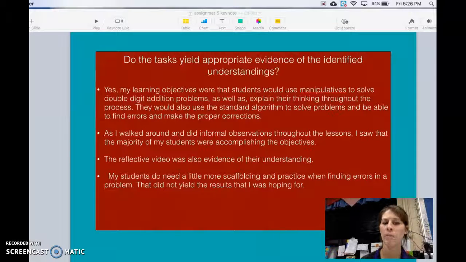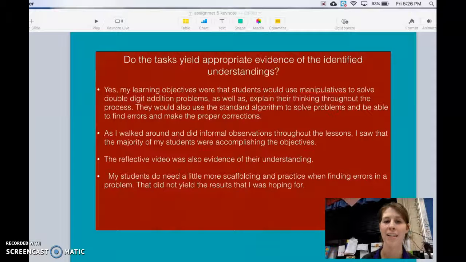Now, one of my objectives, like I said, was to find errors in a problem that was already done. And this did not go quite as well as I had hoped. And so I think next time I do need to do a little more scaffolding with that and kind of show them what that looks like. And then just a little bit more practice. This isn't a skill that just comes super quick. You got to do some practice with it and give them time to really understand what's going on. So that's something that I will continue to teach in here, and then next time make sure I really scaffold that the right way.